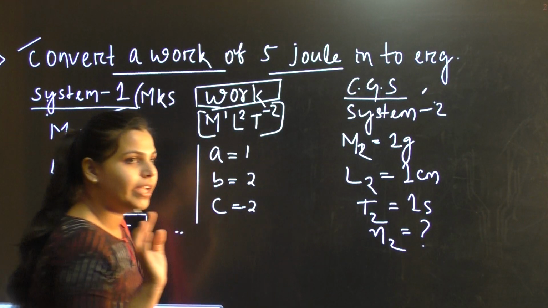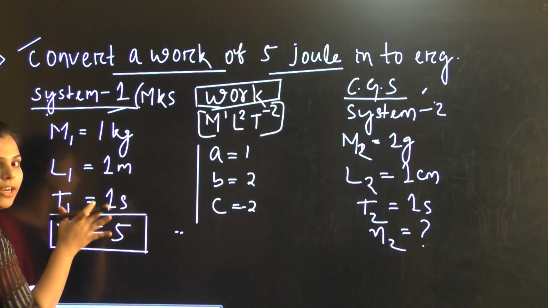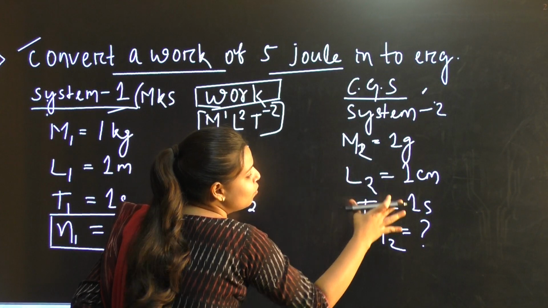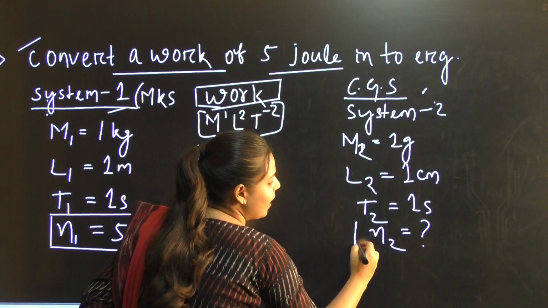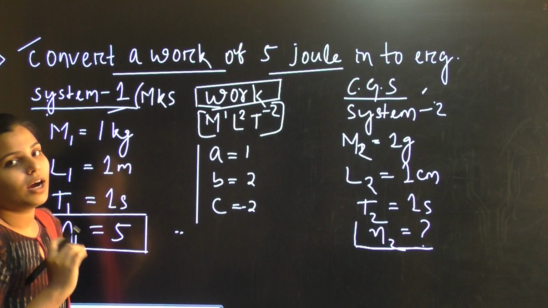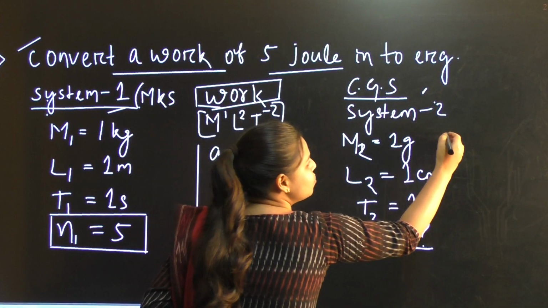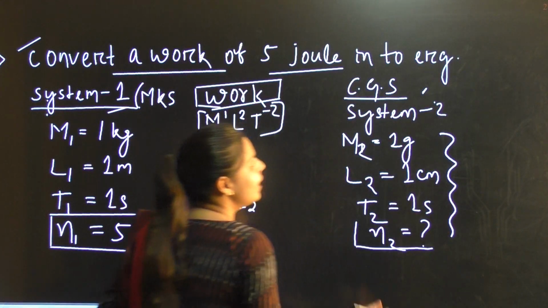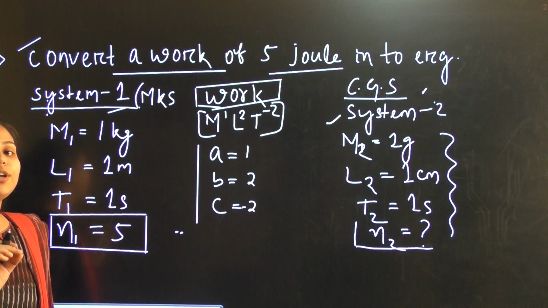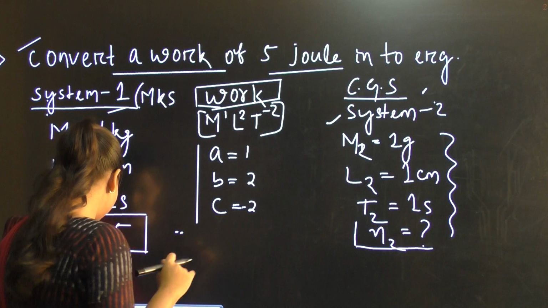Now the CGS system. In the MKS system we take M1, L1 and T1, and in the CGS system we take M2, L2 and T2. And we have to find N2. It means how the value varies from joule to erg. So M2 is equal to 1 gram. You should write their units as in the system. M2 is equal to 1 gram, L2 is equal to 1 centimeter, and T2 is equal to 1 second.